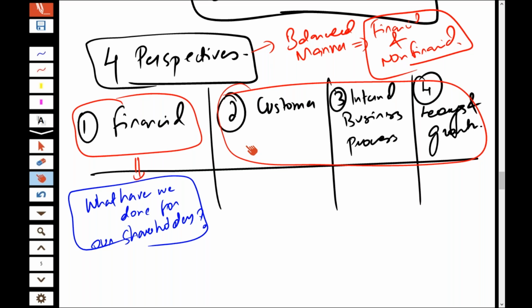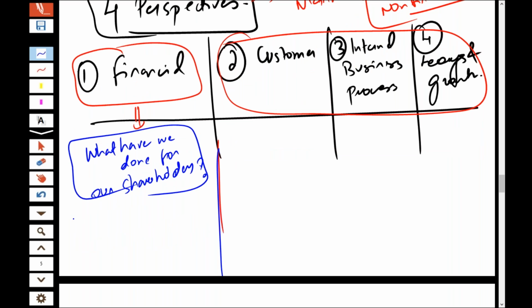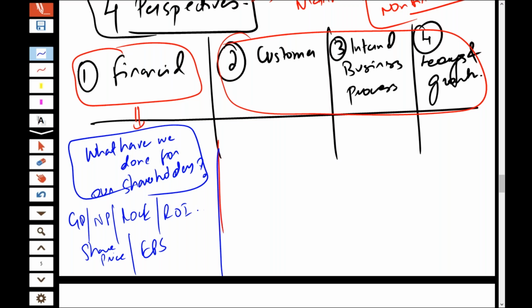Yes, there is a plausible relationship between these financial indicators and non-financial indicators, which I'm going to indicate now. When we talk about the financial perspective, the balanced scorecard tells us you have to see what you have done for your shareholders. How do we get to know our financial performance? It could be through different ratios: the GP margin, the NP margin, the return on capital employed, the return on investment, the share price, the EPS, etc. All profitability and investor ratios could be combined here.